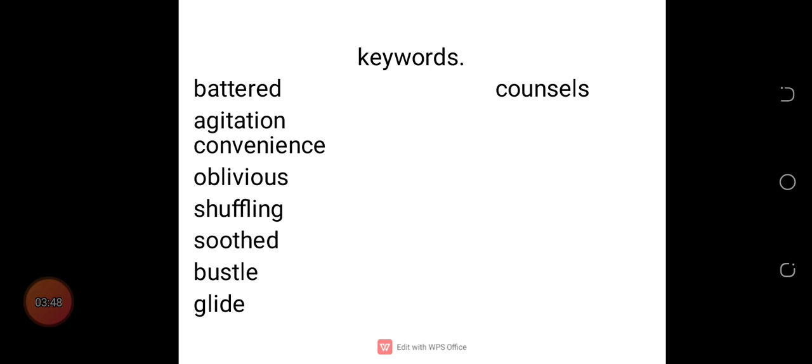Then we have soothe, to calm. Soothe means to calm. Then bustle has to do with the commotion that occurs when there is movement. Bustle. Then we have glide. It's also movement of something without anything coming across. It moves smoothly. Then we have counsel, which means advice. Someone counsels you. It means the person advised you, or the person advises you. That is in the simple present tense, if I should put it that way.